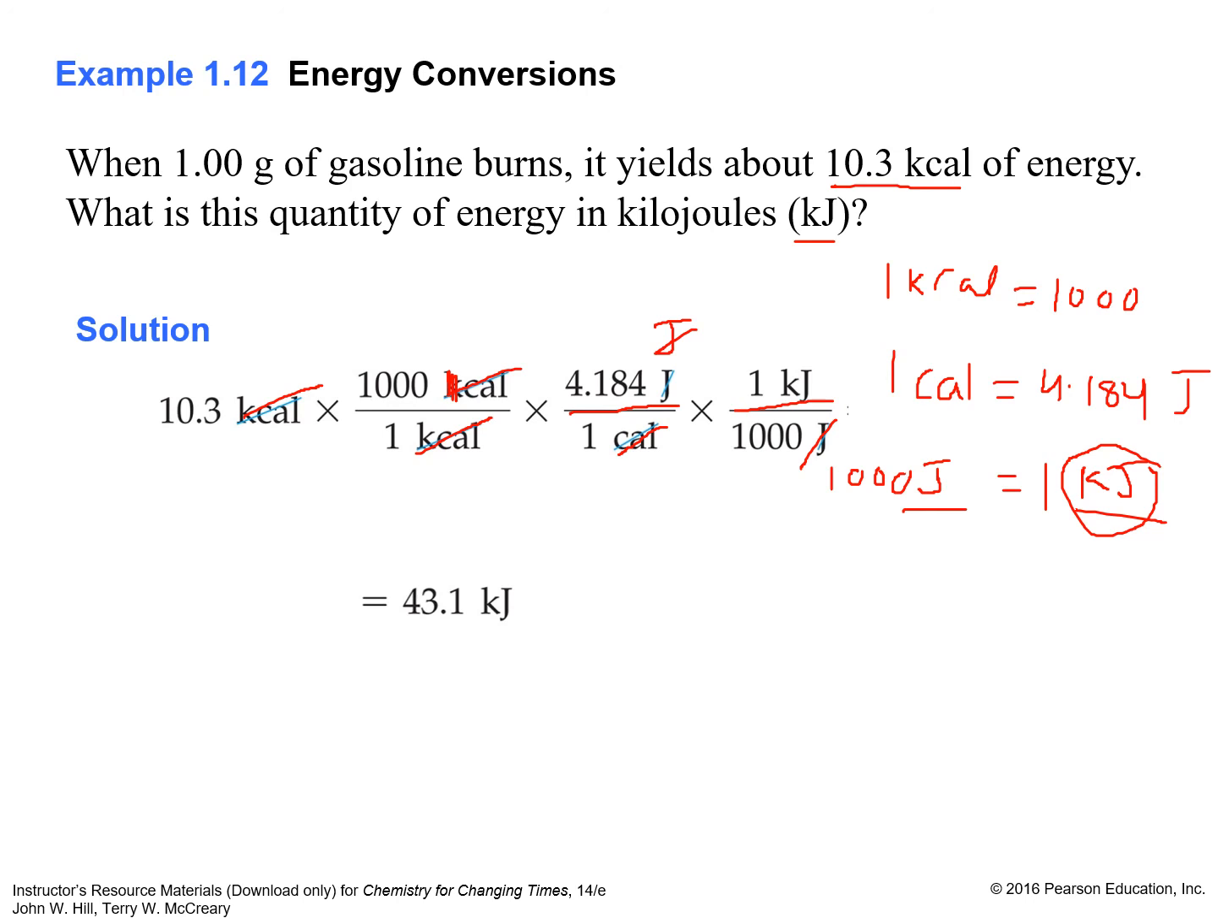Then I do the math. So 10.3 times 1000 times 4.184. Take everything on the numerator in a bracket, divided by everything in the denominator. So basically you just have 1000 here, so 1000 and 1000 will get cancelled. So you're basically left with 10.3 times 4.184, which will give you 43.1 kilojoules.